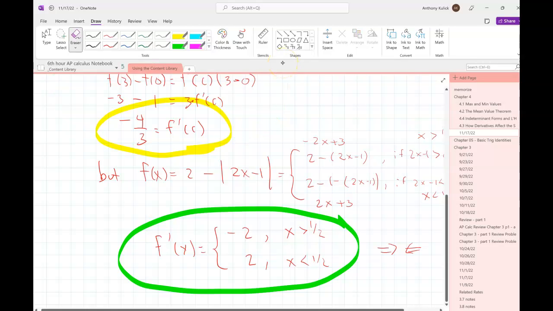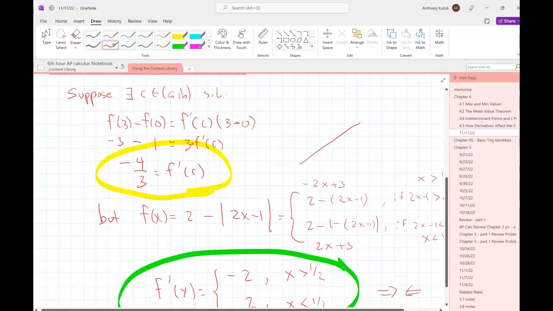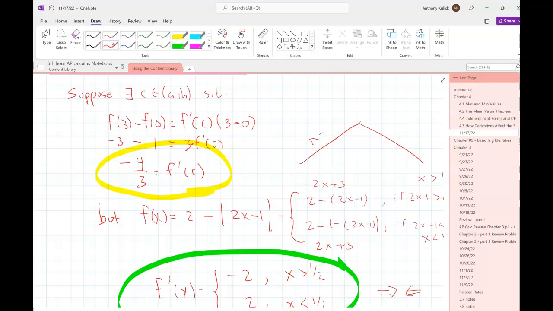Because remember, what does the graph look like? The graph looks like this. So here the slope is 2. Here the slope is negative 2. Everywhere on the derivative is just one of those two slopes, right? Well, except for the vertex where there's no derivative. Does that feel okay? Yeah. Okay.